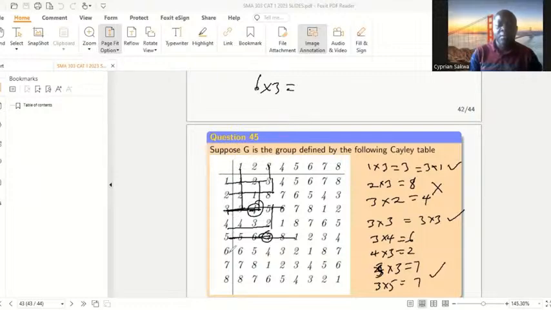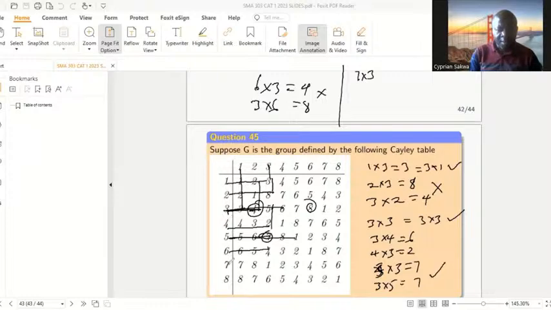6 times 3 is 4. What about 3 times 6? 3 times 6 is 8. So 6 does not. What about 7 times 3?